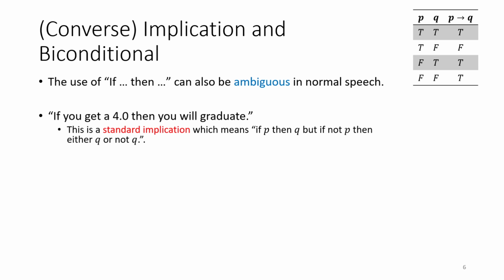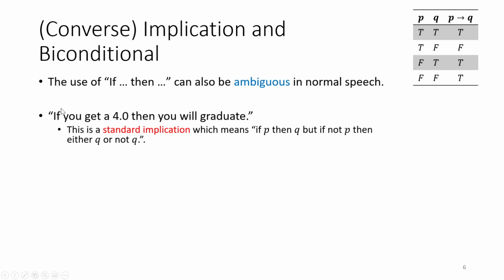Here, if you get a 4.0, then you will graduate. This sounds like a reassuring statement. You might tell a student, don't worry, if you get 4.0, you're going to graduate. But it does not imply, so think about it yourself, put it in your own logical computer. If you graduated, did that mean you get a 4.0? No, not necessarily. So this normal implication, this is what we'll call the standard implication. This is the one we looked at before with the truth table right here.